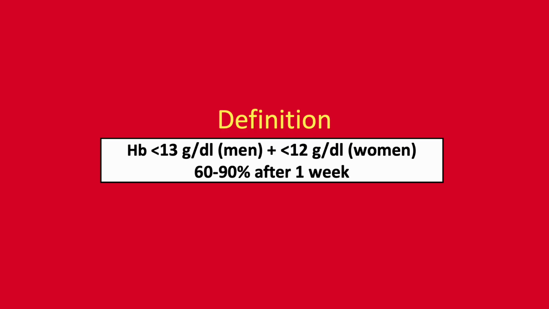Anemia is the most common hematological manifestation in critical care, defined as a hemoglobin less than 13 grams per deciliter in men and 12 grams per deciliter in women. Some reports suggest it affects 60 to 90% of critical care patients within 1 week of admission. It is associated with increased complications, length of stay, and mortality.